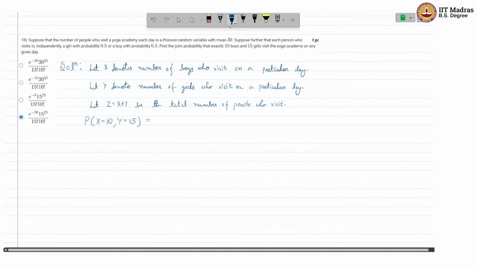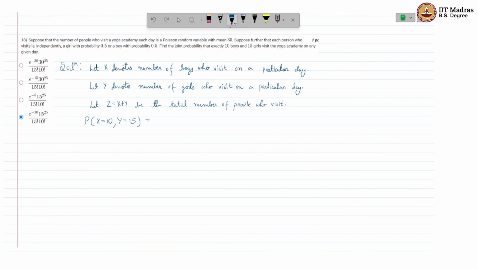Now coming on question number 18. Question number 18 says that suppose that the number of people who visit a yoga academy each day is a Poisson random variable with mean 30. Suppose further that each person who visits is independently a girl with probability 0.5 or a boy with probability 0.5. Find the joint probability that exactly 10 boys and 15 girls visit the yoga academy on a given day.